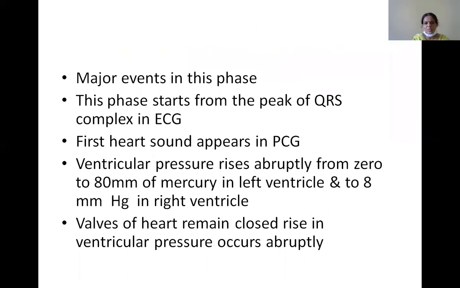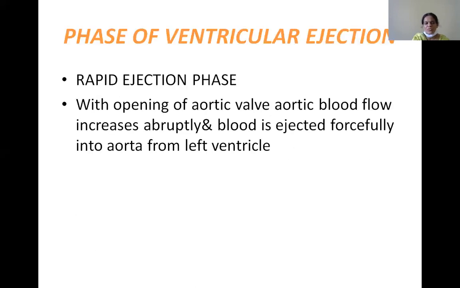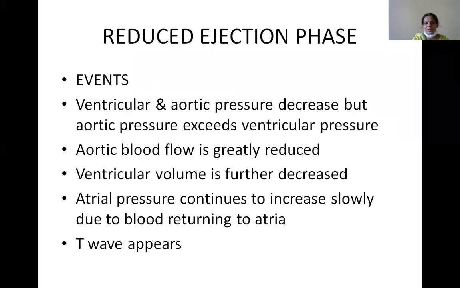Ventricular pressure rises abruptly from 0 to 80 millimeters of mercury in left ventricle and to 8 millimeters of mercury in right ventricle. Valves of the heart remain closed. Rise in ventricular pressure occurs abruptly. Phase of ventricular ejection. You have the rapid ejection phase. With opening of the aortic valve, aortic blood flow increases abruptly and blood is ejected forcefully into the aorta from the left ventricle. And you have the other phase, that is the reduced ejection phase.